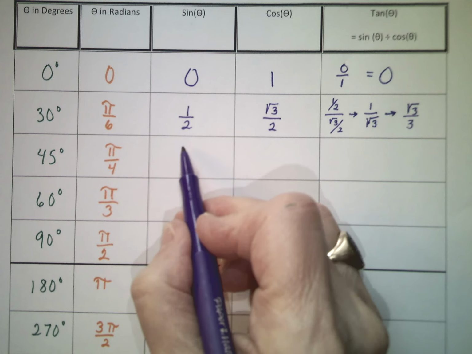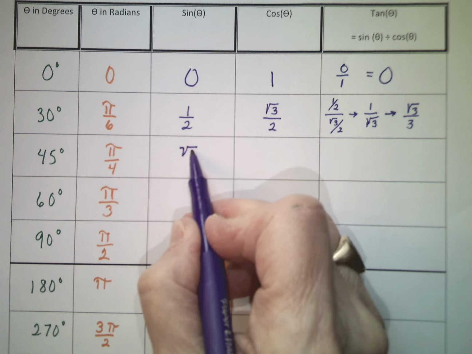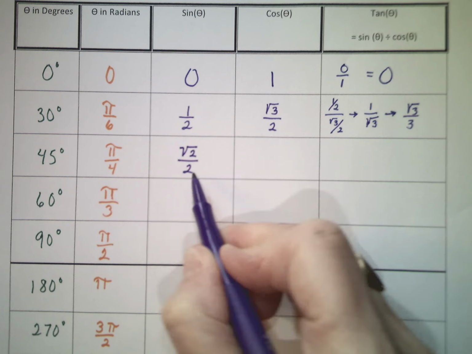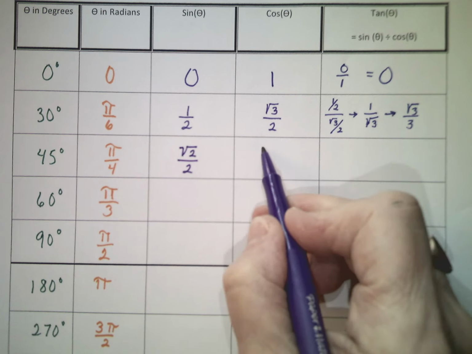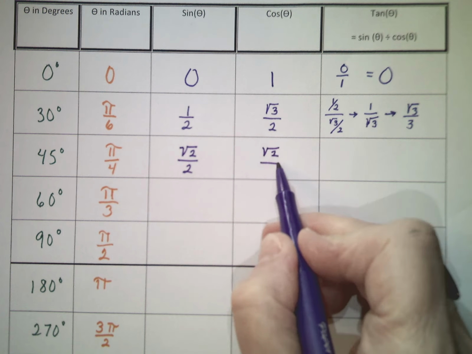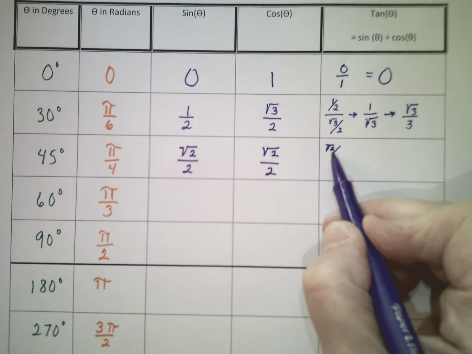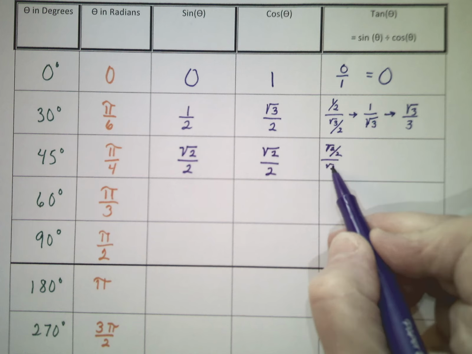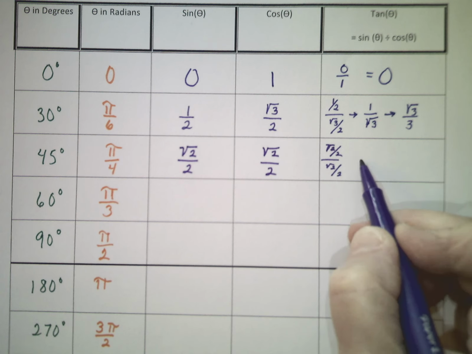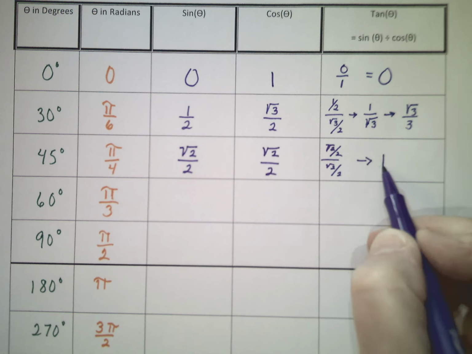45 degrees. The sine value is the square root of 2 divided by 2. Cosine value is the square root of 2 divided by 2. Tangent is the sine divided by the cosine, which of course comes out to be 1.